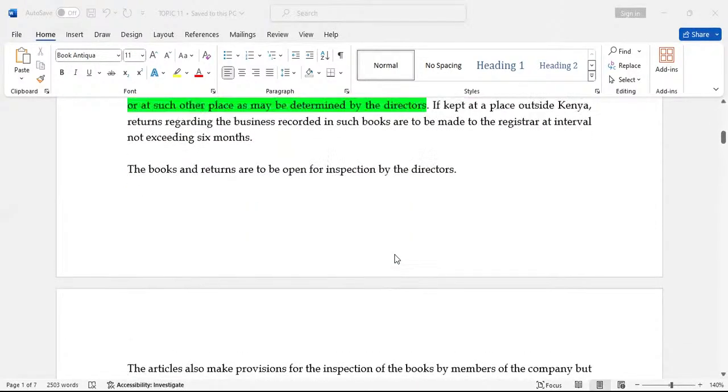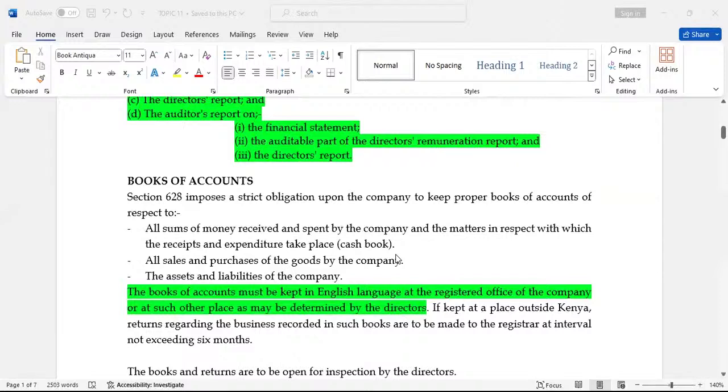As I was trying to explain, in this case, if it is a group, then there will be the requirement that they prepare the consolidated financial statements. Consolidated financial statements basically comprise the financial statements of the holding company and those of the subsidiaries or maybe associates. So they'll have to consolidate.